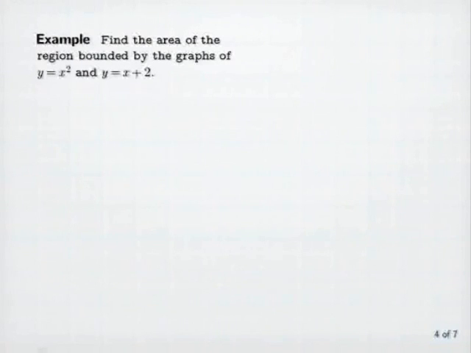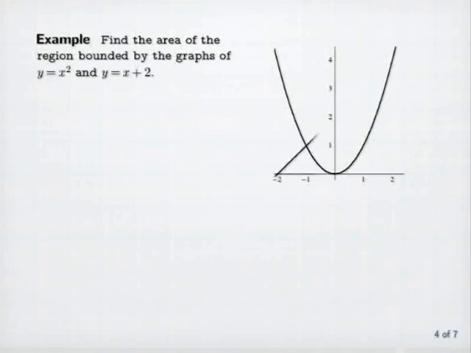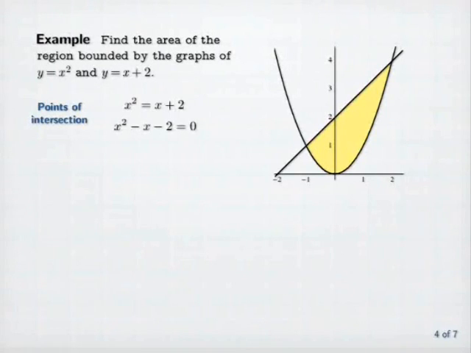Find the area of the region bounded by the graphs of y equals x squared and y equals x plus 2. Here's a picture showing the two graphs and the region whose area we'd like to compute. The first thing we want to do is find the x-coordinates of the points of intersection of the two graphs. Those will end up being our limits of integration. So what we'll do is we'll set the two functions equal to each other and solve for x. We rearrange the equation and factor, and we find that the two roots of the equation are x equals minus 1 and x equals 2.